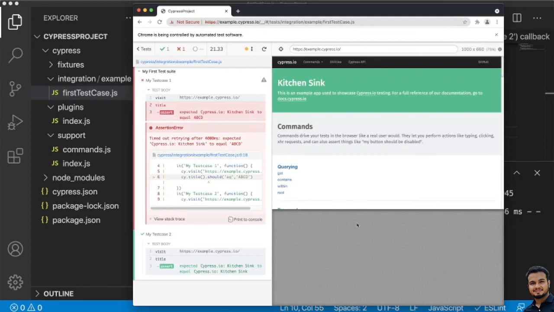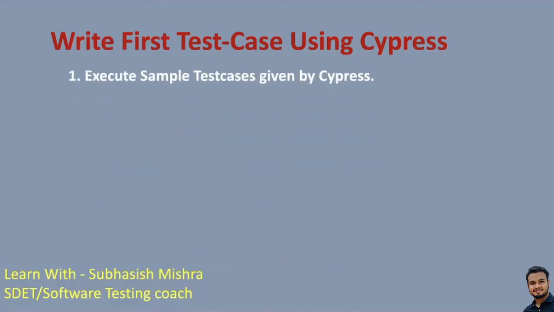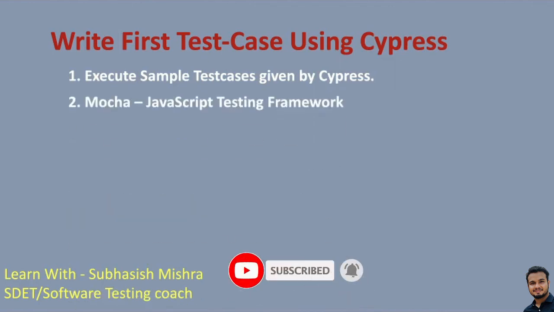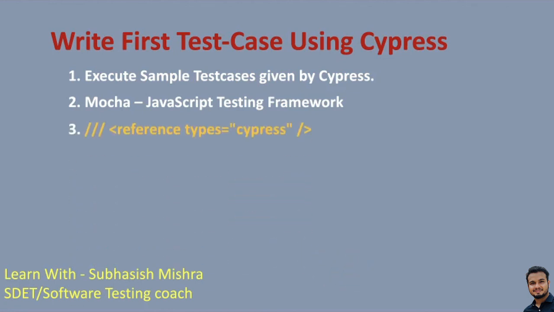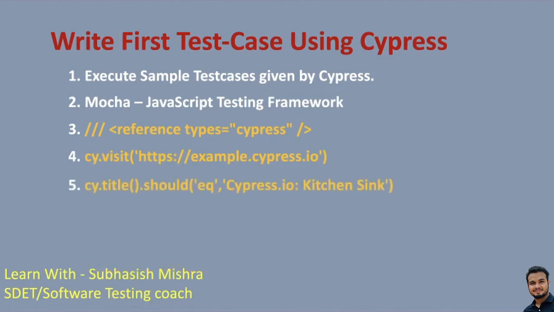Let me remind you what we studied today. Today we learned how to execute sample test cases given by Cypress. Then we learned about the Mocha JavaScript testing framework. Then we saw what this command is and why we write reference types equal to Cypress. Then we learned about cy.visit, to navigate to a particular website. Then we learned about the title, and how we can put an assertion for the title. That's all for today.